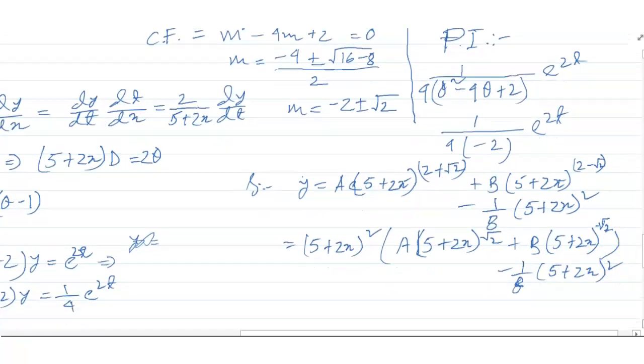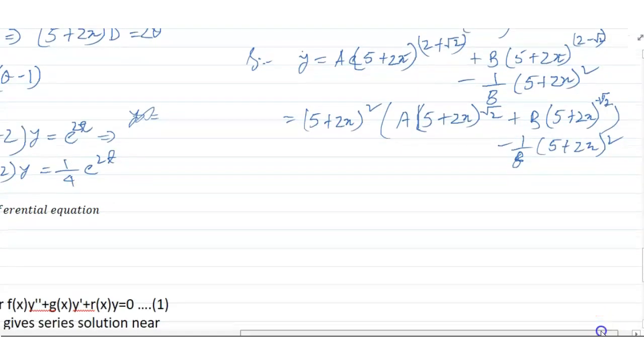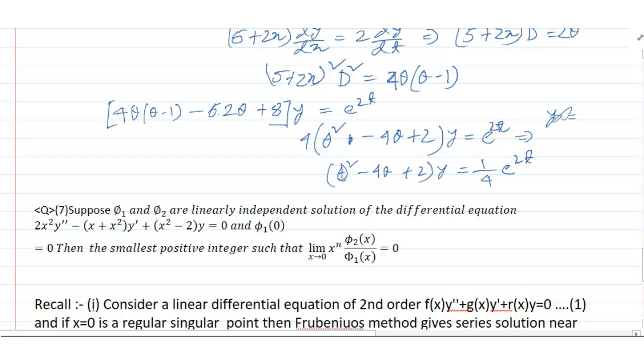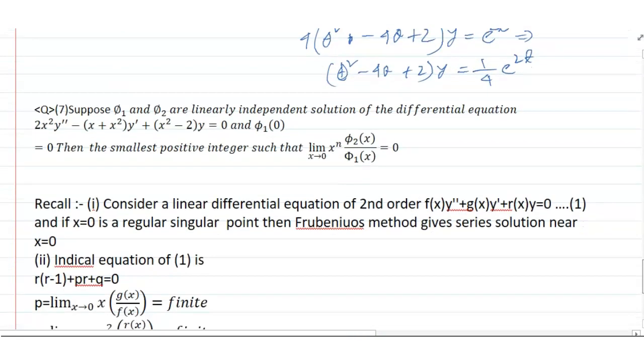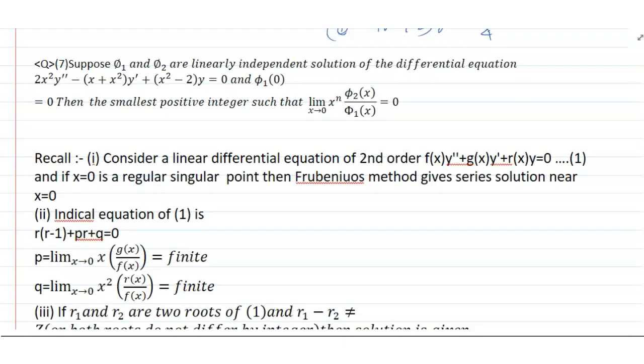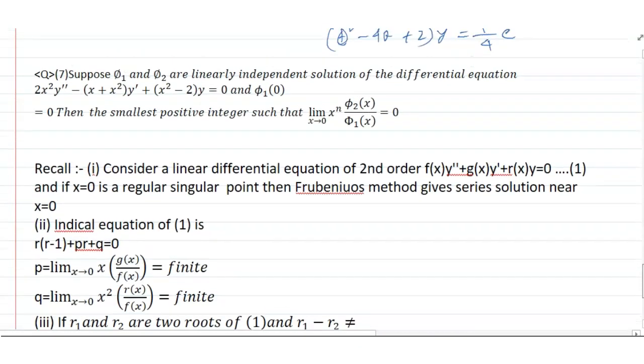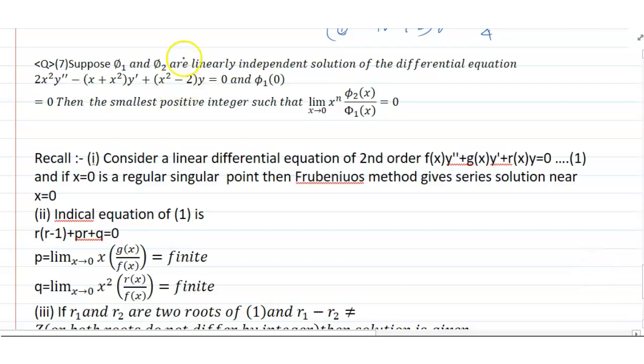Now I will go to another problem. I will go to solve another problem. The problem is very interesting, Frobenius method. Friends, this problem is coming from GATE 2021. You can see this problem is coming from GATE 2021.